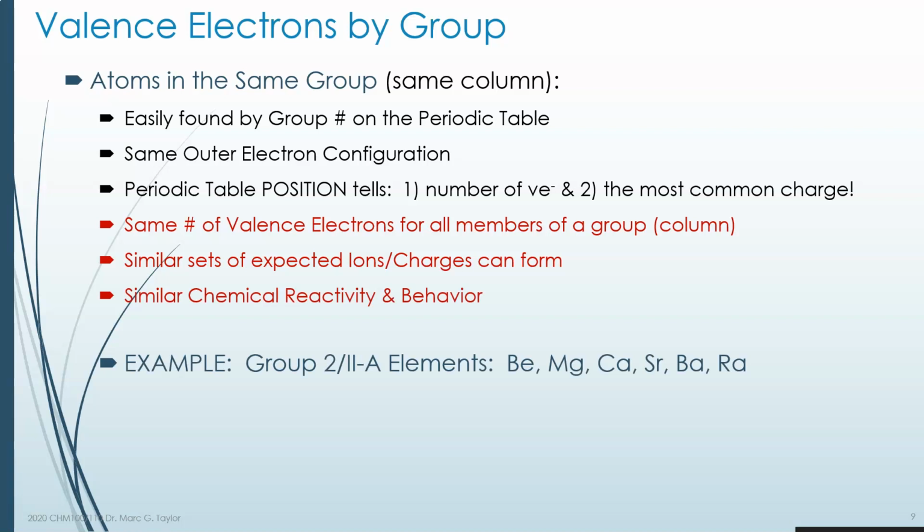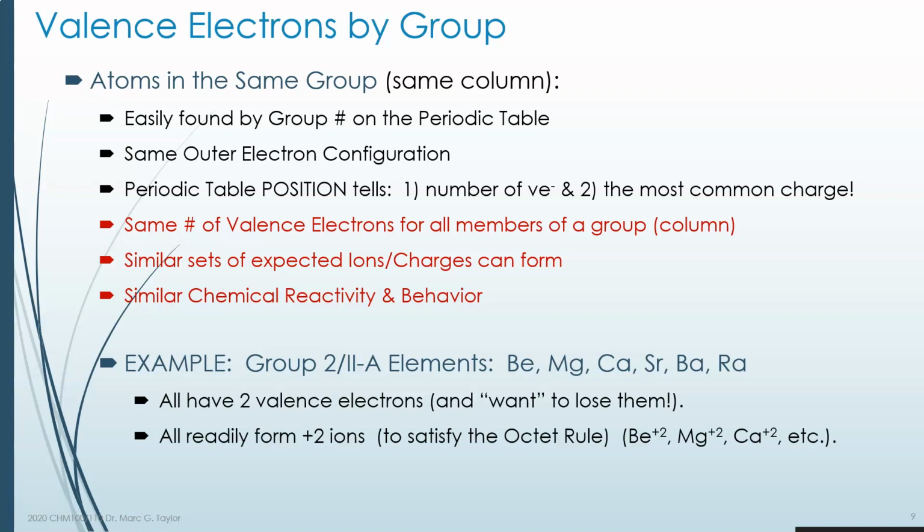All right, so for example, in group 2 or 2A, the elements beryllium, magnesium, calcium, strontium, barium, radium, these are the ones on the colored periodic table that I gave you that are in orange. Well, they all have 2 valence electrons, and they'd love to lose them. So they all tend to form +2 ions. And in fact, that's the only common ion for all of them. And that satisfies the octet rule because they end up with 0, which behaves as if it's 8 from the previous row. And they're all reactive metals.